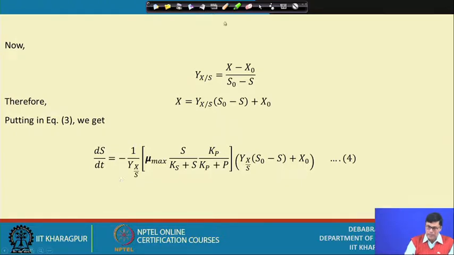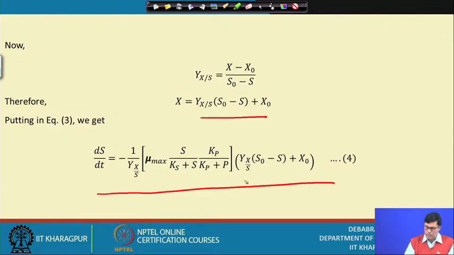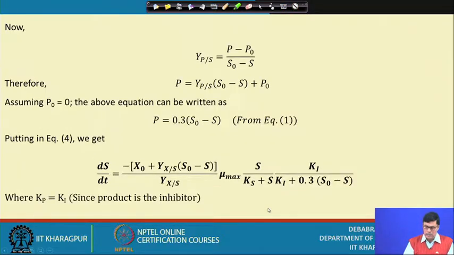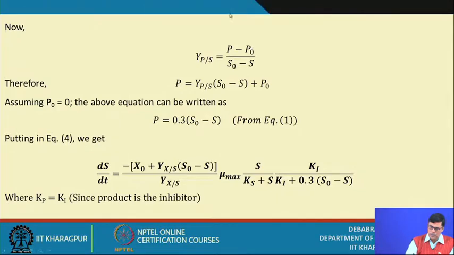We will come across this equation: dS by dt equal to 1 by Y X by S, mu x, S by (Ks plus S plus S squared by Kp), and this x will be substituted by this. I can write like this. Now, this will cancel, and Y P by S, how can we write? This is the gram of product formed per gram of substrate consumed: P minus P0 by S0 minus S. So, P equal to Y P by S into (S0 minus S) plus P0.